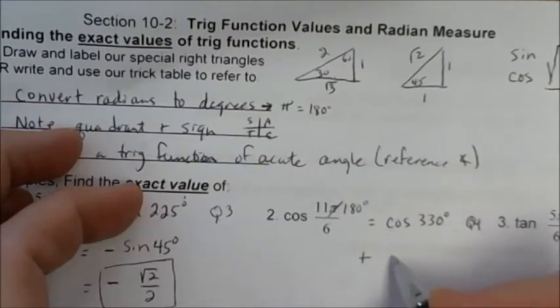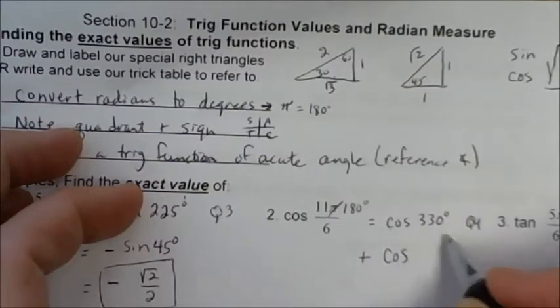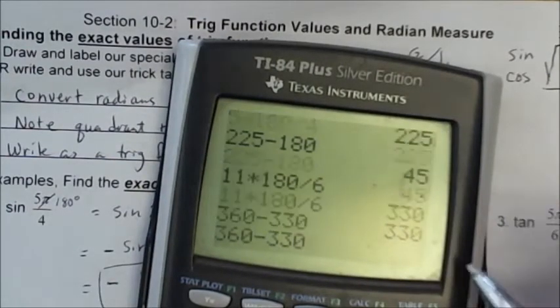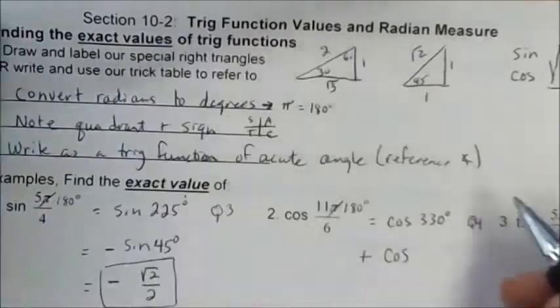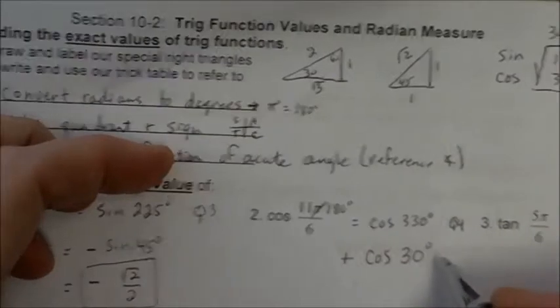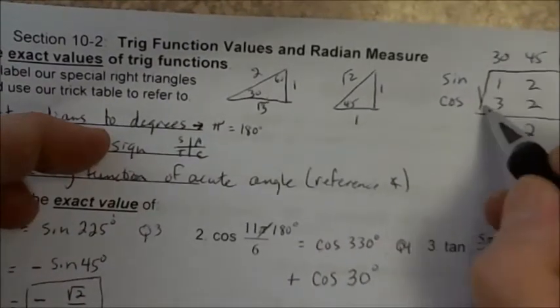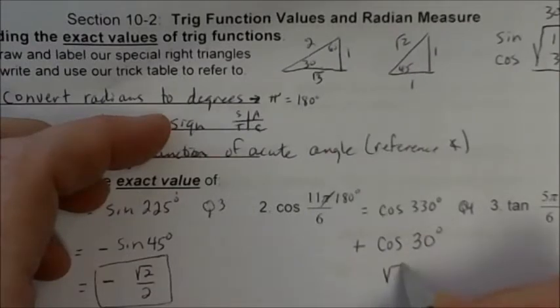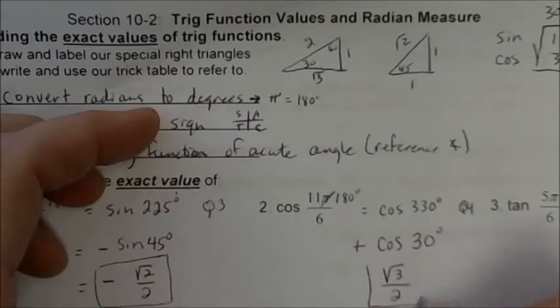So we're going to do a positive cosine of the reference angle. Well, the reference angle for 330 is 360 minus 330. And that's going to give us a 30-degree reference angle. So we're asked for really the cosine of 30 degrees, positive. Well, the cosine of 30 degrees is the square root of 3 over 2. So our answer is positive square root of 3 over 2. And that's the end of that problem.